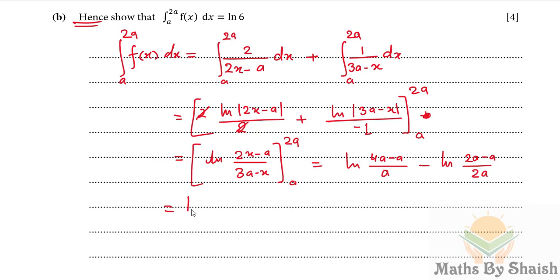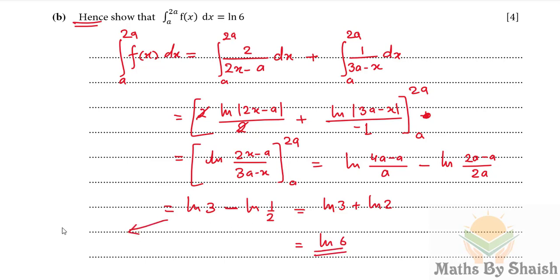So we got ln of 3a upon a, that is 3, minus ln of (2a minus a is a) upon 2, that is going to be 1 upon 2. And we can write it as ln 3 plus ln 2. If we take the reciprocal, 2 becomes in the numerator 2 to the power minus 1, which makes it plus 1. This minus becomes plus, and by the property it is going to be ln 6, and hence proved.